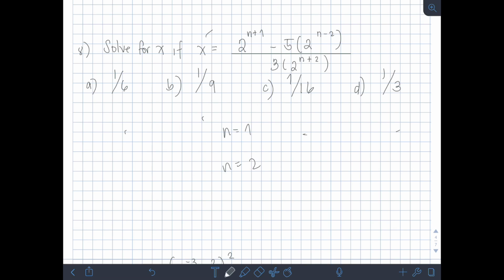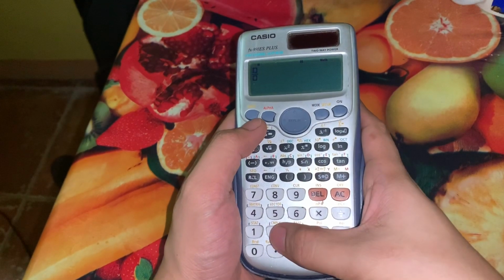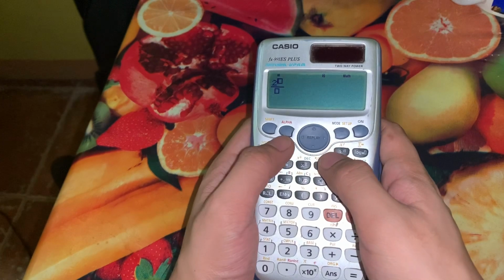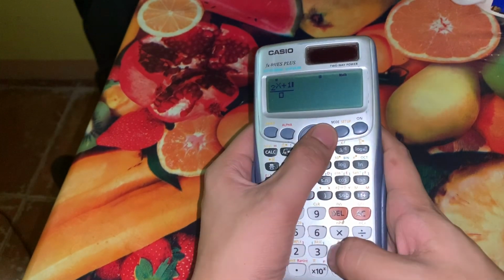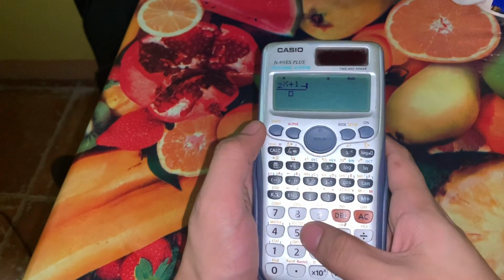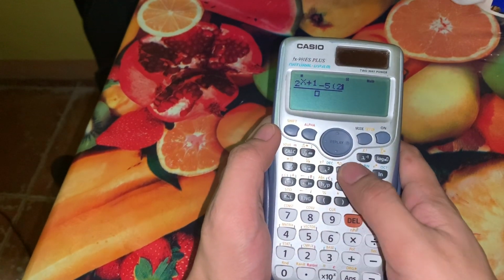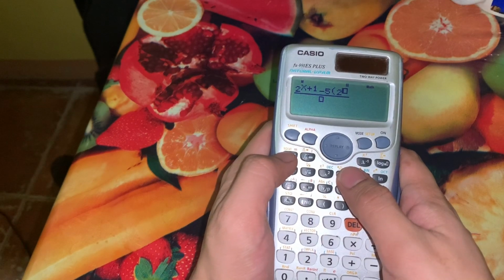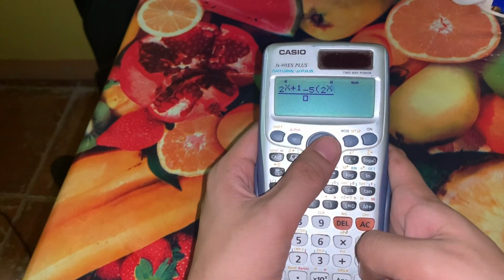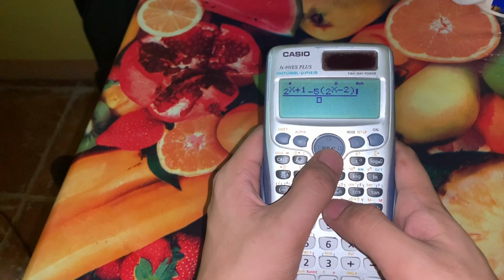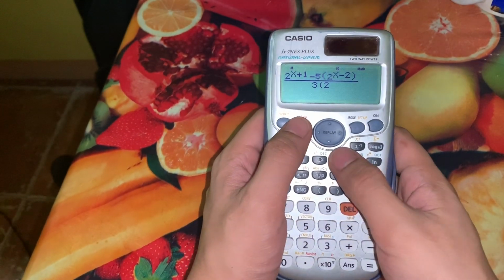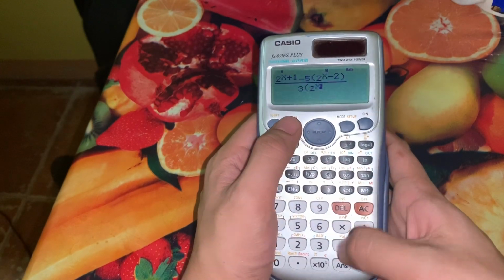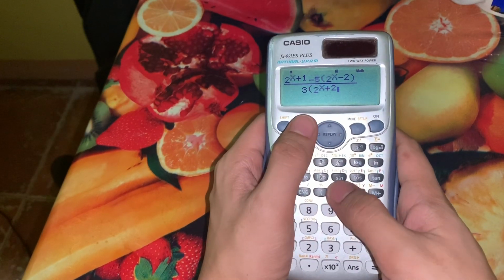So let's try. Just input the given on the calculator. Based on the given, we have 2 raised to n, which we will make x. So alpha x plus 1, and then minus 5 times 2 again, raised to alpha x minus 2, and then over 3 times 2 raised to alpha x plus 2. Close parenthesis.